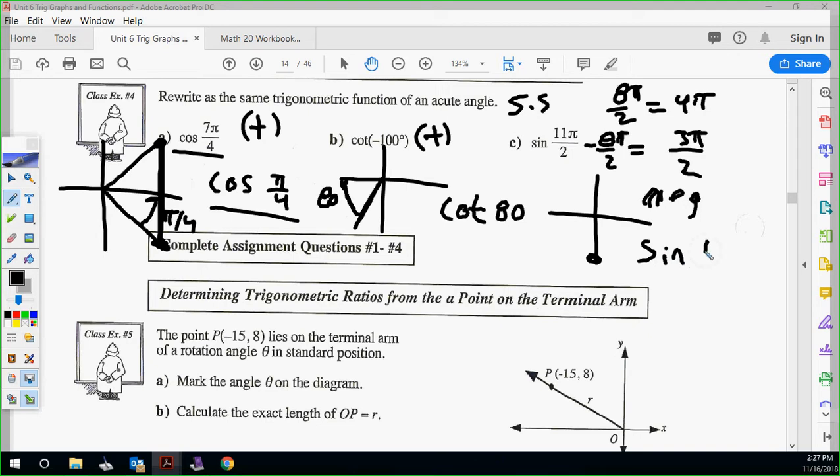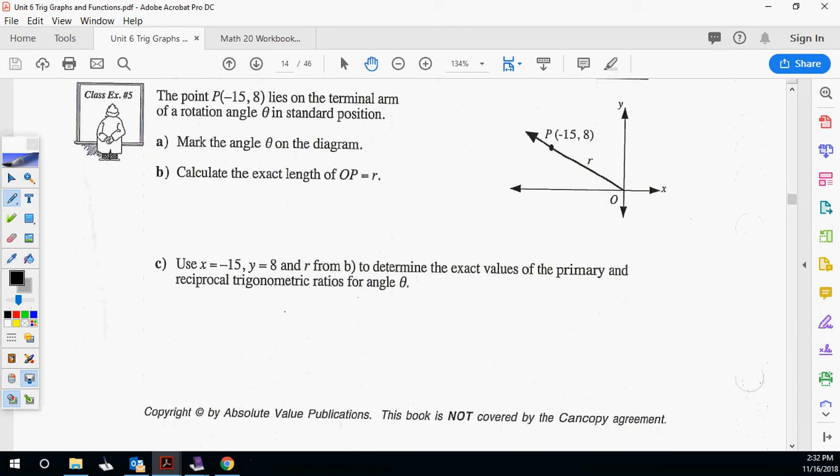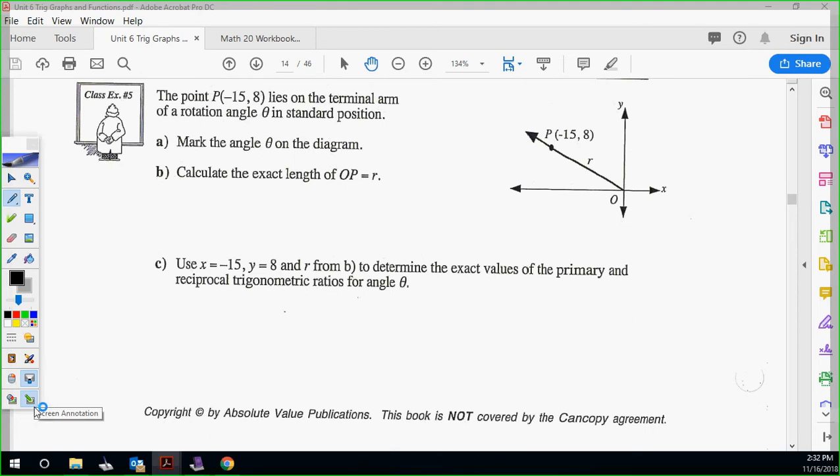Sine pi over 2. And I just put the negative in front. Negative sine pi over 2. Okay, so let's finish this up here. We have the point negative 15, 8 lies on the terminal arm of rotation angle theta in standard position. Mark the angle theta on the diagram.